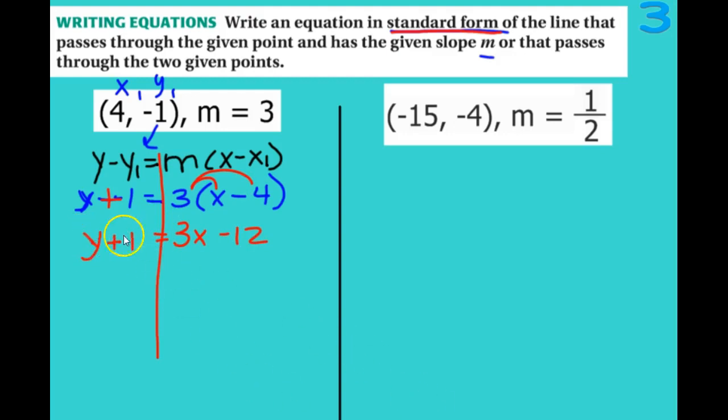And then we want to get y by itself first. So I'm going to subtract 1. So we have y equals 3x. And these are all negatives. Same sign, adding, keep. That's a negative 13.